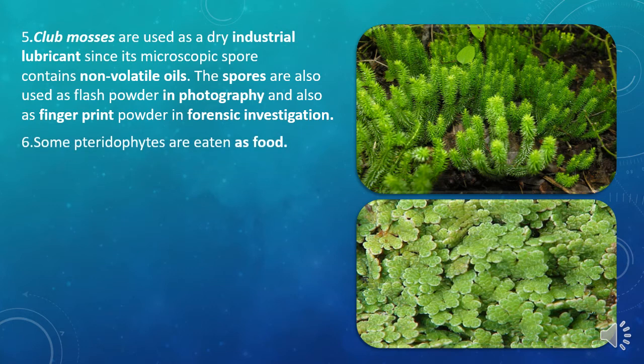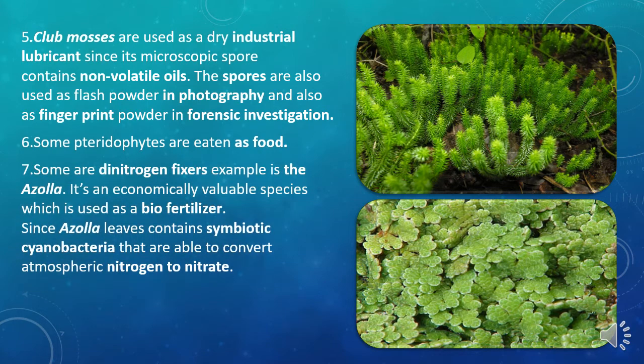Some pteridophytes are eaten as food. Some are dinitrogen fixers, an example is azolla. It is an economically valuable species which is used as a biofertilizer, since azolla leaves contain symbiotic cyanobacteria that are able to convert atmospheric nitrogen to nitrate. Azolla itself is not fixing the nitrogen. Here it is living in a symbiotic relationship with the cyanobacteria. Those cyanobacteria fix the nitrogen to nitrate and it is used as a biofertilizer.